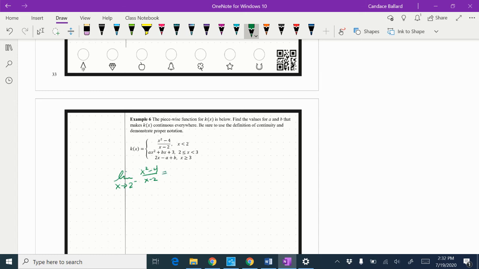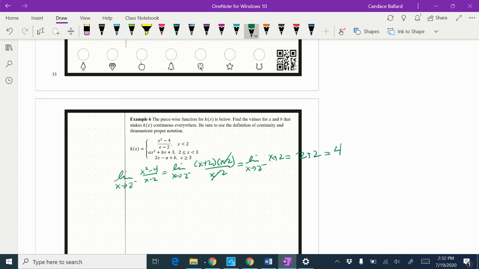So I know that I'm going to need to factor this first because I can't just plug a 2 in there. So limit as x approaches 2 from the left of x plus 2 times x minus 2 over x minus 2. I know those cancel. So I have the limit as x approaches 2 from the left of x plus 2. I plug in a 2, so I get 2 plus 2 equals 4.